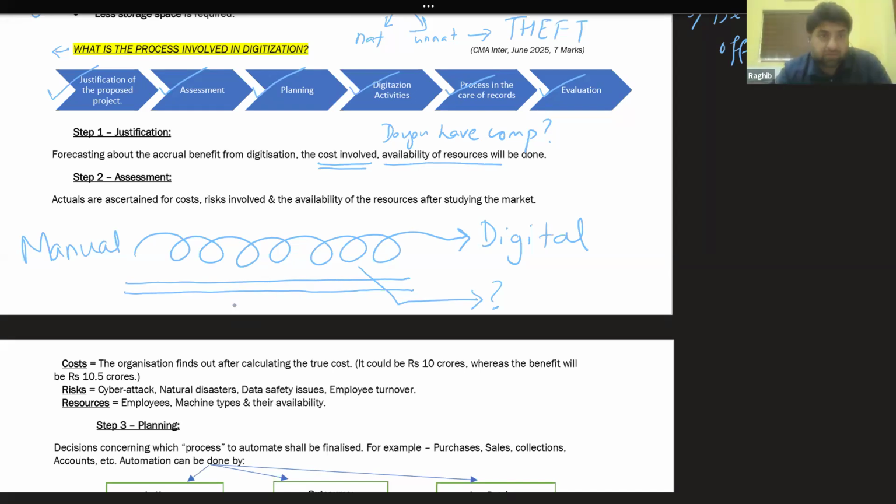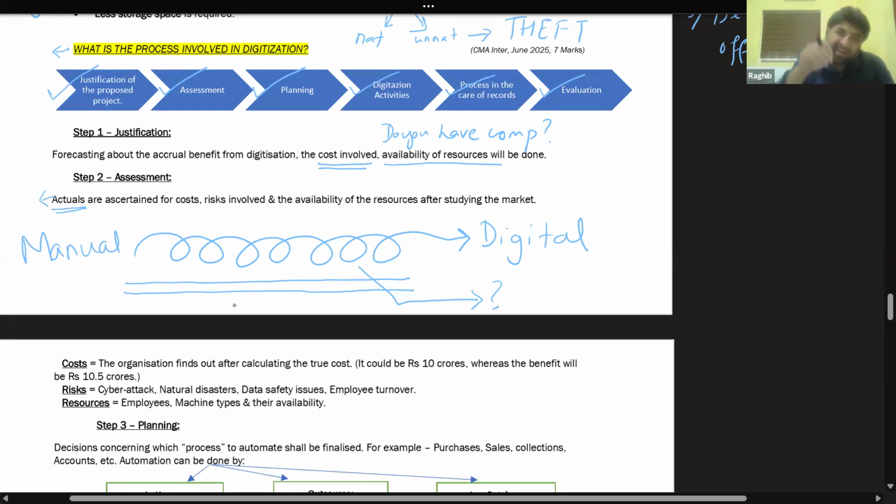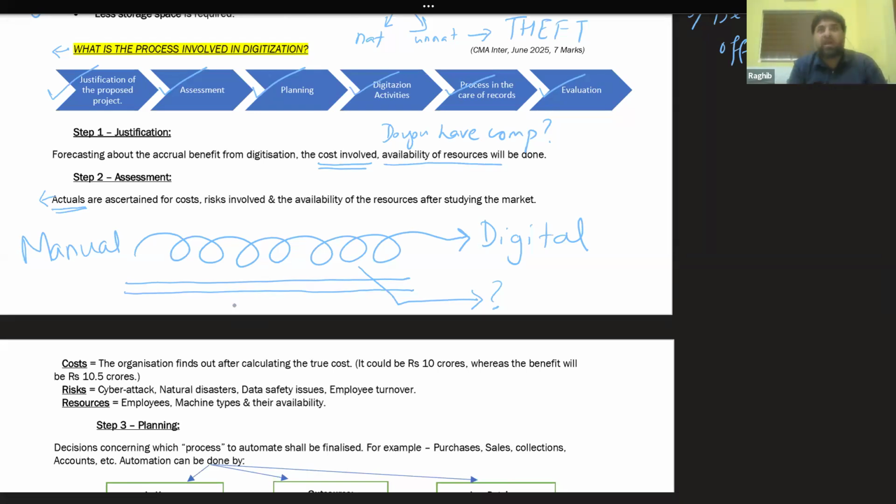Actuals are ascertained for cost, risks involved, and the availability of the resources after studying the market. So we try to find what the actuals will be, which means what will be the cost involved. How much in reality will be the cost? If we are trying to get a software engineer to do our digitization activity, how much are we supposed to pay him? How much are we supposed to pay for the services? All that information we need to have a look at. So this is that actual calculation.